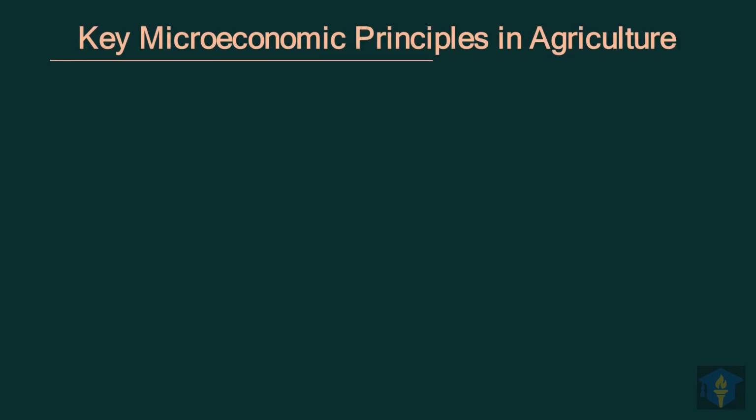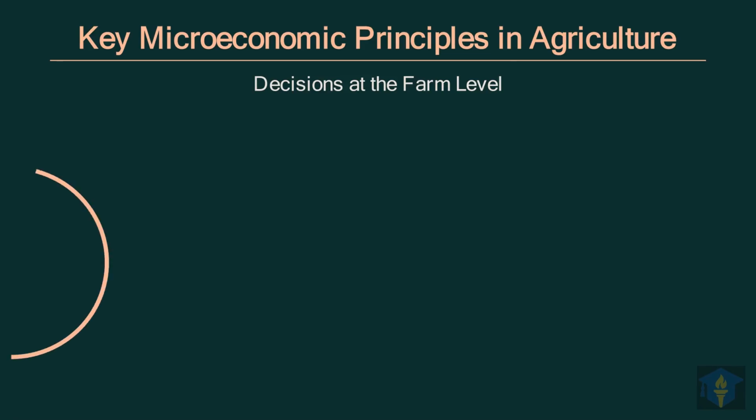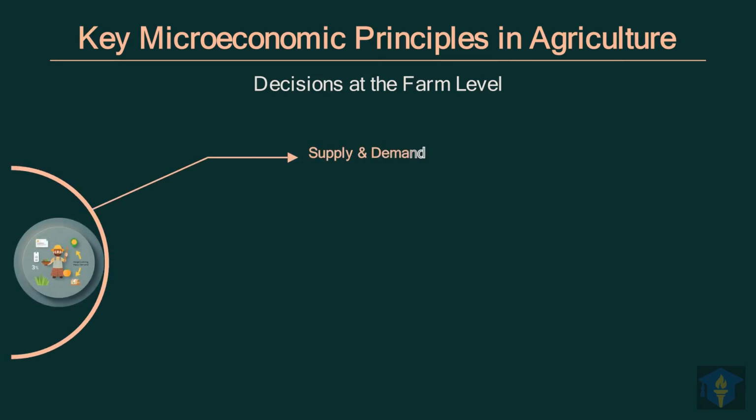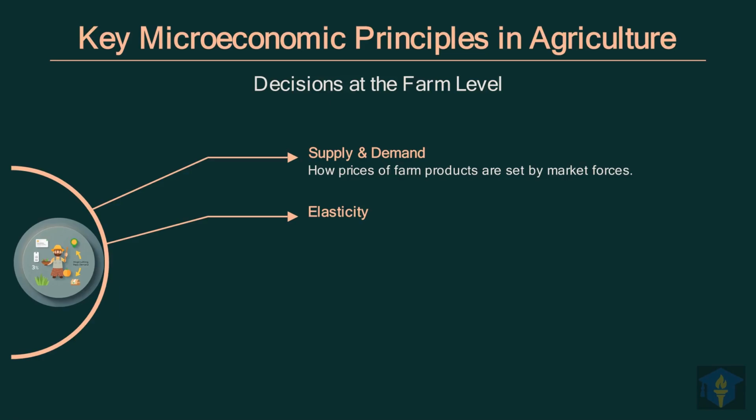Let's explore key microeconomic principles that apply specifically to agriculture. These are the decisions made right at the farm level by individual producers. First, supply and demand dynamics are crucial in agriculture. This determines how market forces set the prices of farm products and commodities. Next, elasticity measures how responsive buyers and sellers are to price changes. It shows how quantity demanded or supplied changes when prices move up or down.